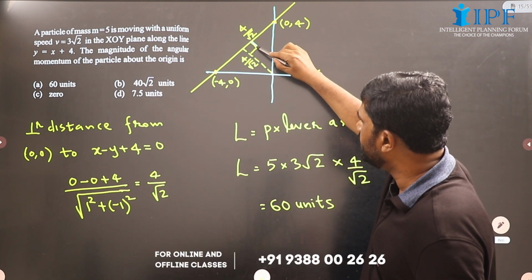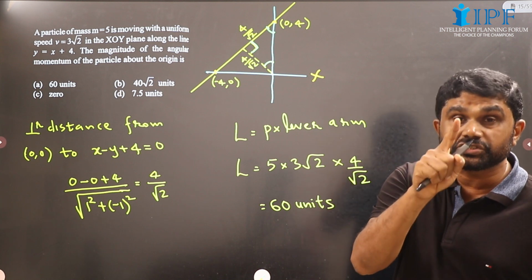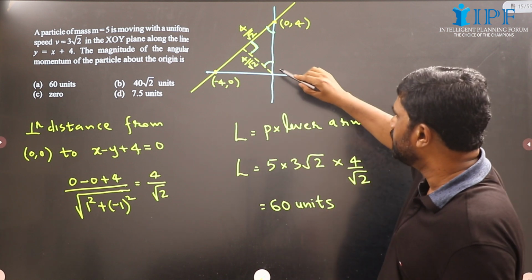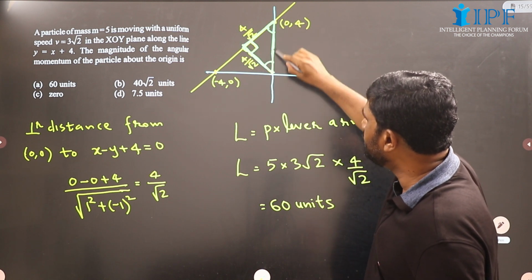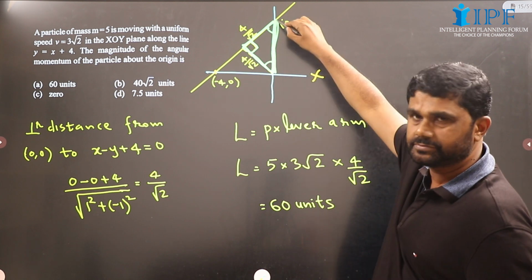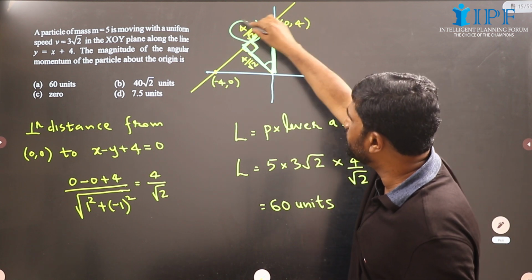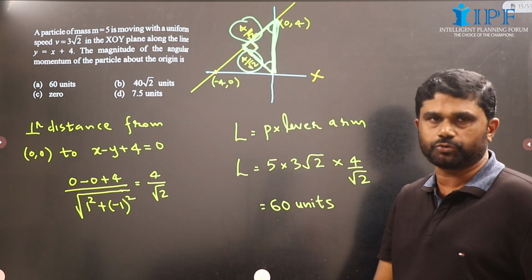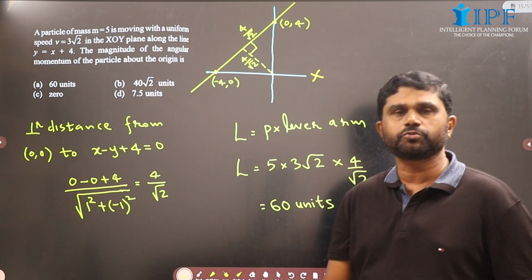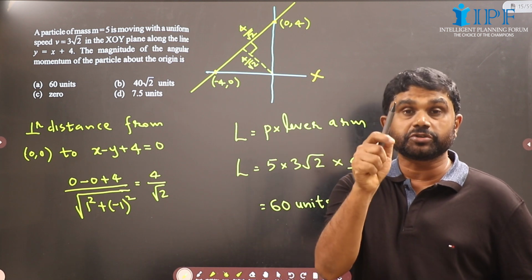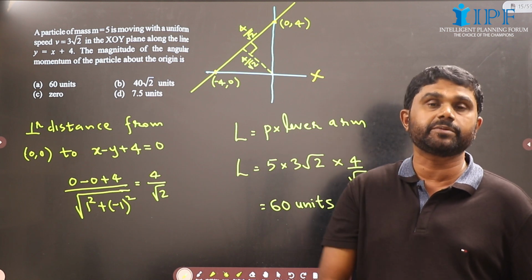Okay, this one we have 90 degrees, this is 45, this is 45. So it is an isosceles right angled triangle, in which this is the hypotenuse, and it is equal to 4 units. So this will be 4 by root 2 and this is also 4 by root 2. So 4 by root 2 is the perpendicular distance from the origin to the line along which the particle is moving, or to the line along which the linear momentum is acting.